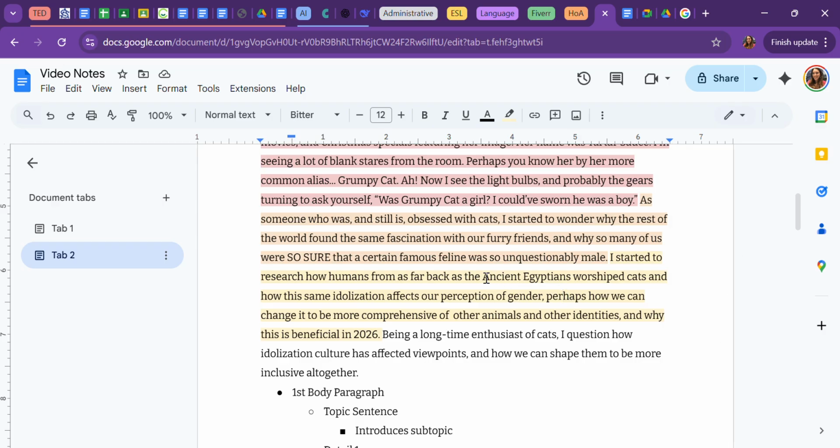Oh, I'm sorry. My first body paragraph is talking about the ancient Egyptians and why they worshipped cats. My second body paragraph is about how this idolization affects our perception of gender. My third body paragraph is how we can change it to be more comprehensive of other animals and other identities, so now bringing in that kind of human connection. And why is this beneficial in 2026?